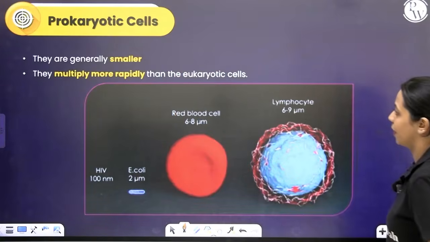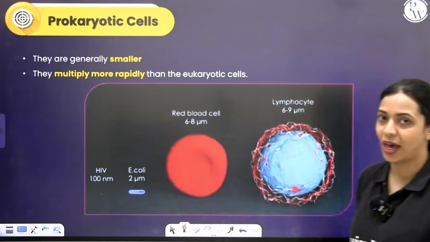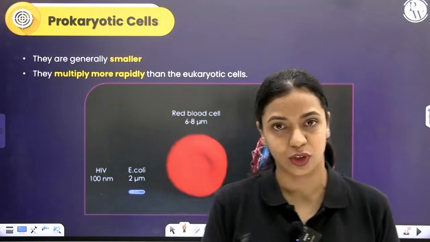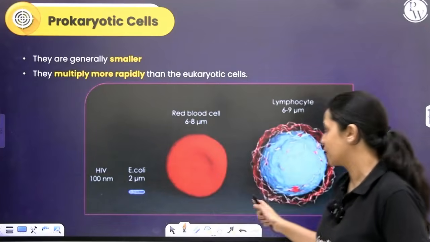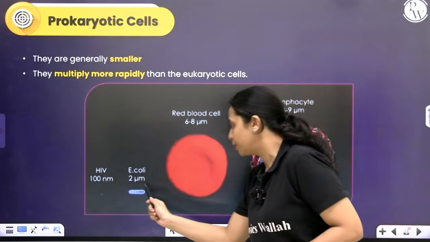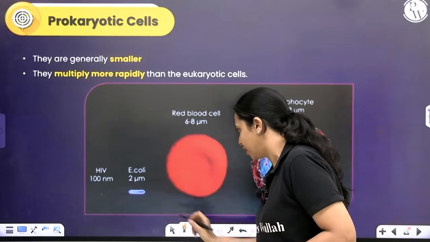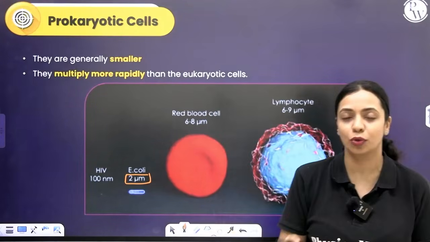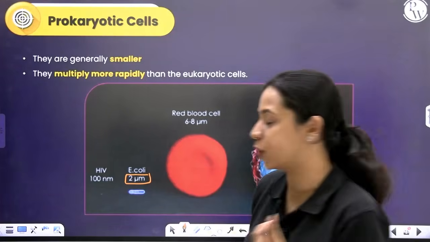So how are these prokaryotic cells different from eukaryotic cells when it comes to size? I've already told you that in comparison with eukaryotic cells like RBCs and WBCs, the prokaryotes are extremely small. Here it is given that E. coli, a type of bacterium, measures in length just about 2 microns. Microns are really small.